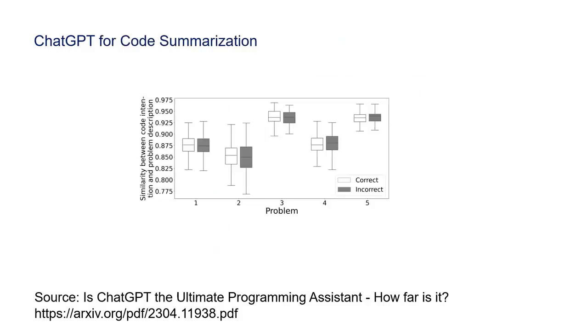Another important aspect of AI-based code assistance is code summarization. And here is a chart that's very interesting. This chart is showing you similarity between code interpretation by the AI-based model and the problem description. If you look at the center of the diagram, the white boxes represent code that was accurately generated by our AI code assistant. The black boxes represent code that had some inaccuracy in it. What is interesting to see is that whether the code was correct or had some inaccuracy in it, the similarity between the code intention and the problem description is fairly similar.